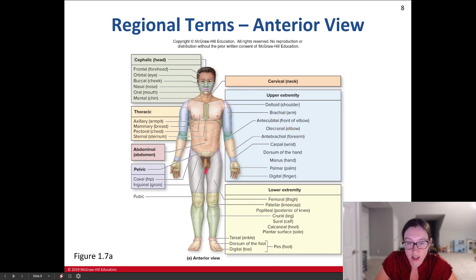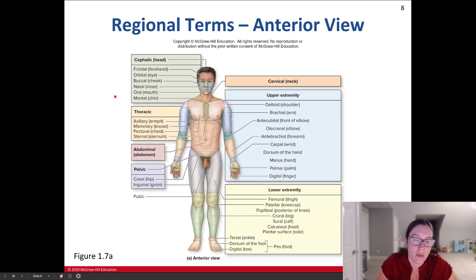So this region right here, the femoral region, which is the thigh, the bone that's right under here is the femur. So if you know that it's the femoral region, it'll be easy to know the name of that bone, which is the femur. The patellar region right here, or the kneecap, the bone there is the patella. The calcaneal region, which is the heel, well, the big bone that makes up your heel is the calcaneus. Same with the sternal region. The bone that's underlying here is the sternum.